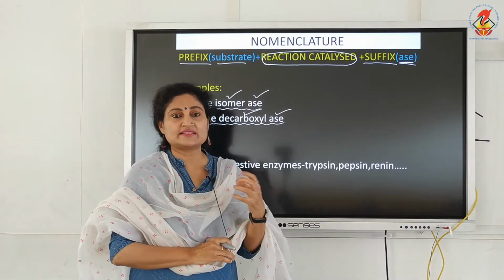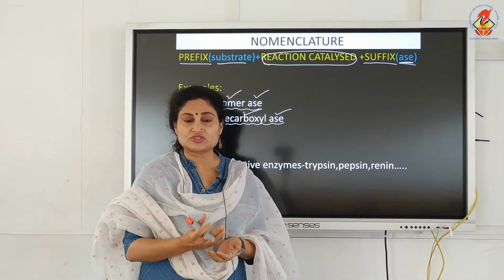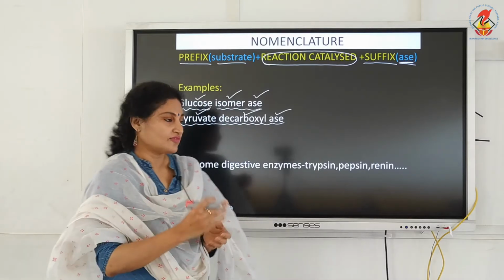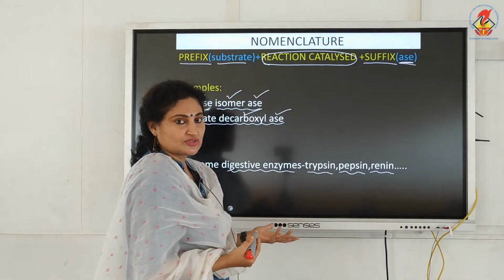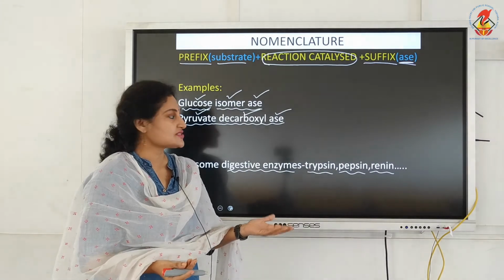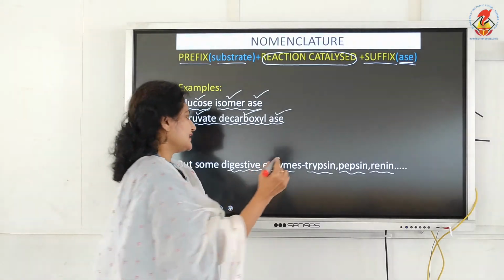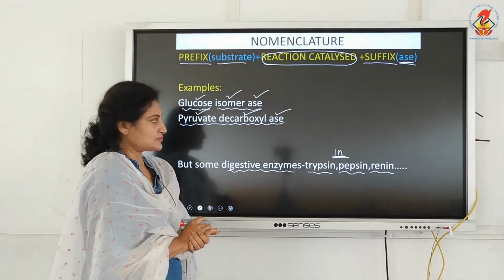But there are still some enzymes following the older convention where you never get any clue of the substrate it is catalyzing or the reaction being catalyzed. For example, the digestive enzymes like trypsin, pepsin, renin, we have no clue of the substrate or of the type of enzymatic reaction it is catalyzing. At the same time, it does not have the ending "ase", instead it has the ending "sin" or "in". This is the case only for some digestive enzymes.